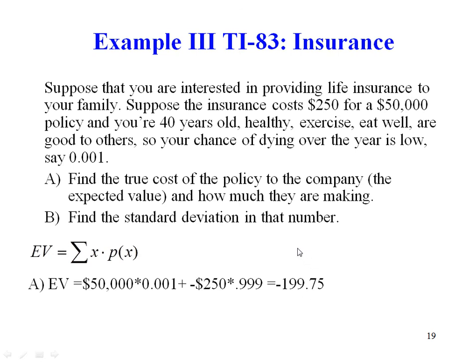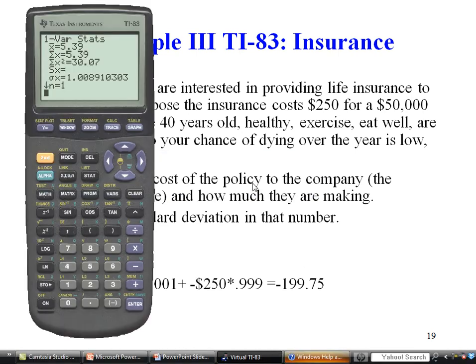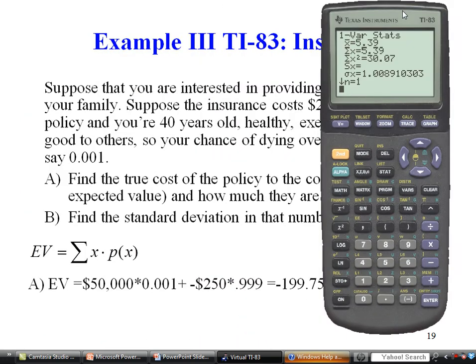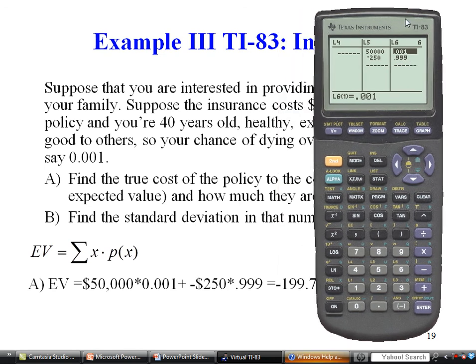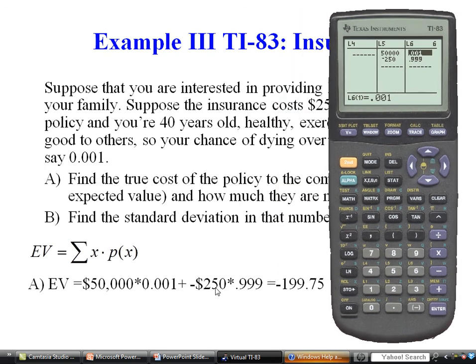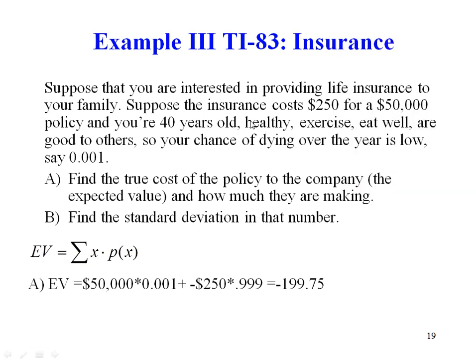Okay, so what's the standard deviation? Well, it's a little harder to do. We might as well just do that on the calculator. Okay, so let's pull up the calculator again. Now I put these numbers in here this time. Now let's go to edit. Okay, I just wanted to show you one other thing. I put the numbers in L5 and L6. I just scrolled over to L5 and L6. So I put 50,000 minus 250, 0.001, and the complement of that, 0.999. All right, and that's how I got this number as well. You take the complement of the chance of dying, so the chance of living is the complement of that.